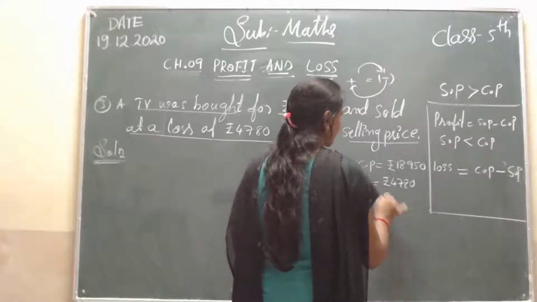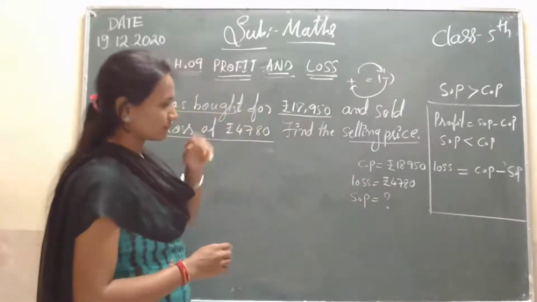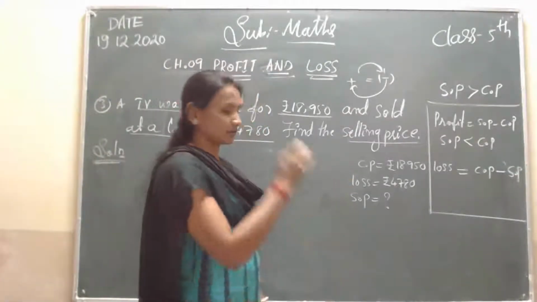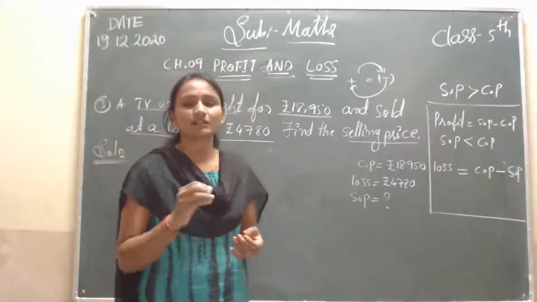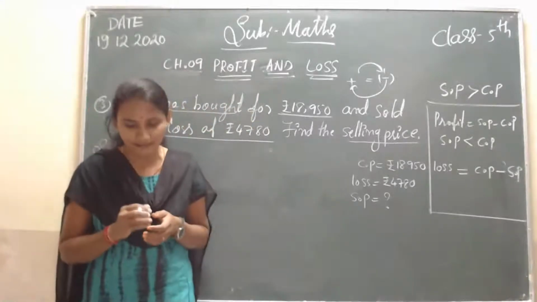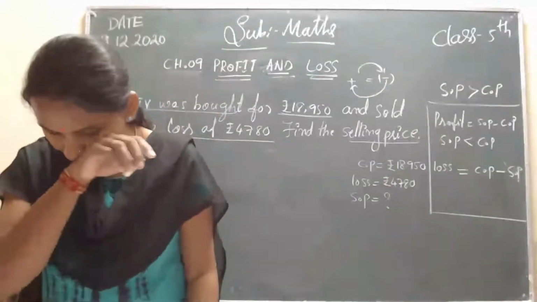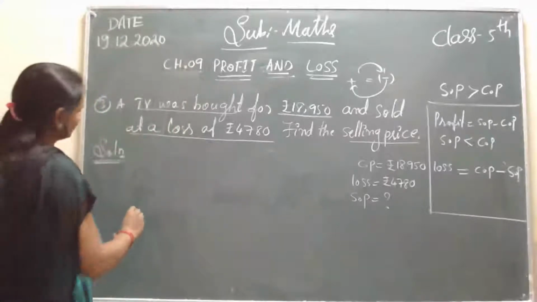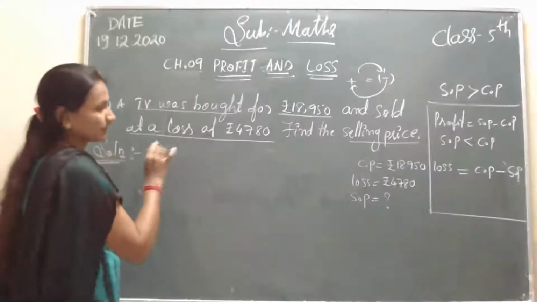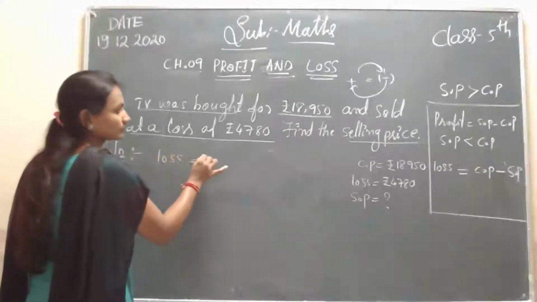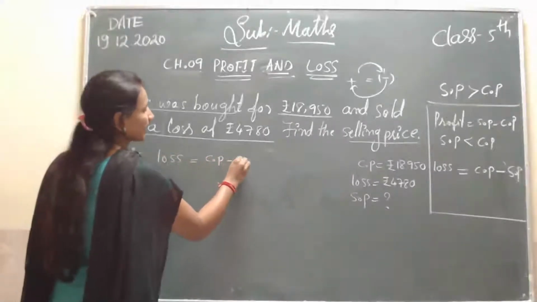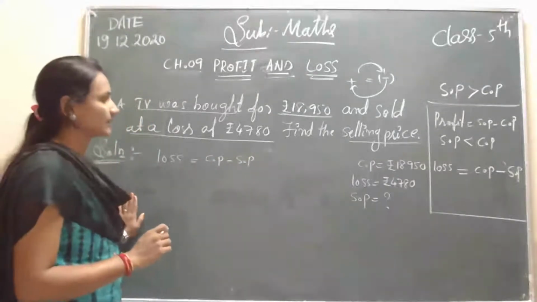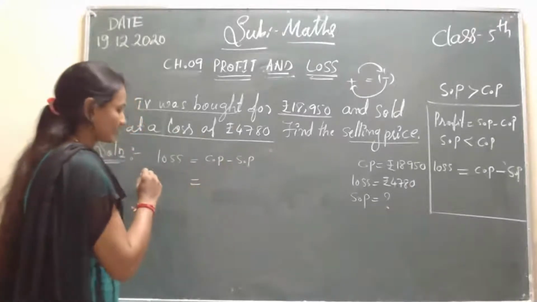Next, the selling price. Students, which formula should you use? CP, loss and SP are given, so first you have to take the loss formula. The loss is equal to CP minus SP. You have to write the formula first: loss is equal to CP minus SP.